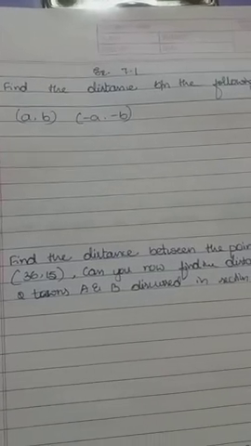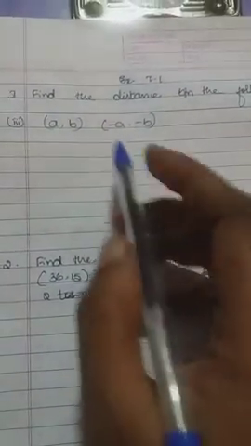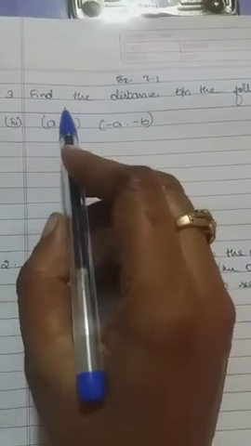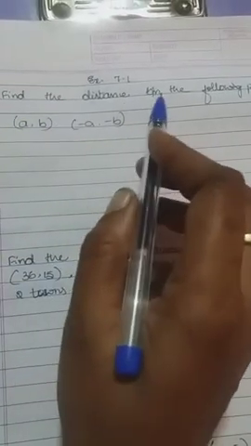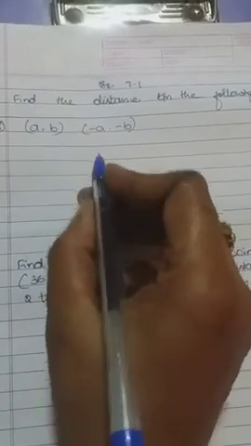Hello students, let's move to the next sum in exercise 7.1. It is the third sum in the first one, so the third sub sum. Let us read the sum. Find the distance between the following points: a comma b and minus a comma minus b.